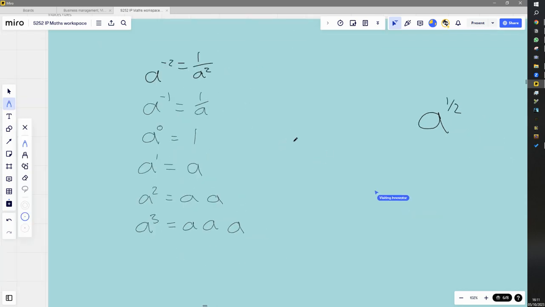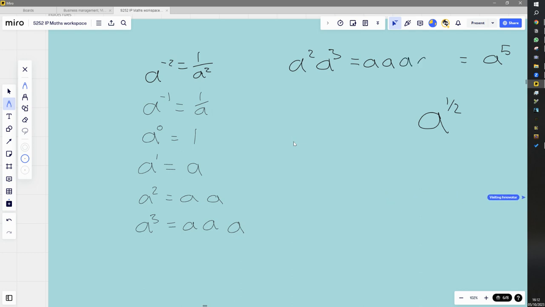Now, you may know what would happen if I did a squared multiplied by a to the power of 3. You may know that it's a to the power of 5. Again, we want to understand the reasons why, though. A squared times a cubed, as it says here, is going to be a times a, which is the a squared bit, times a times a times a. And we can see that that is what a to the power of 5 is, right?